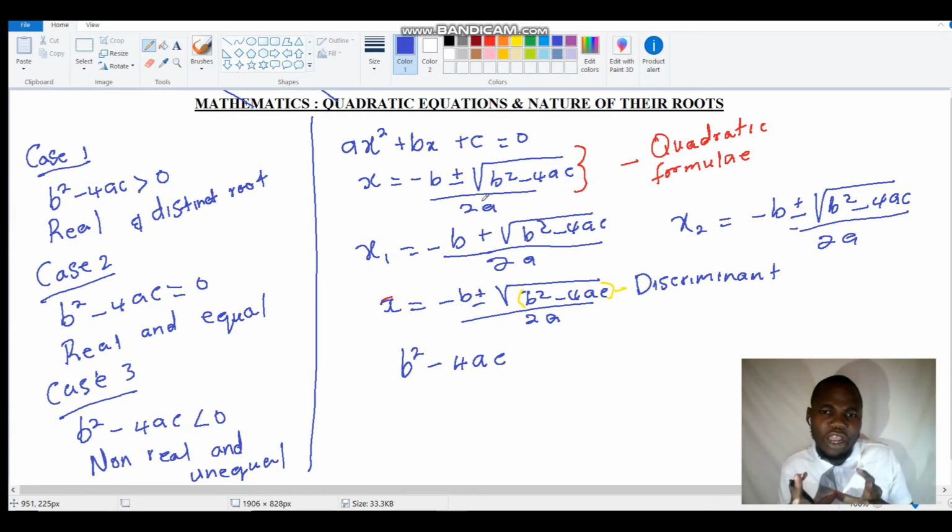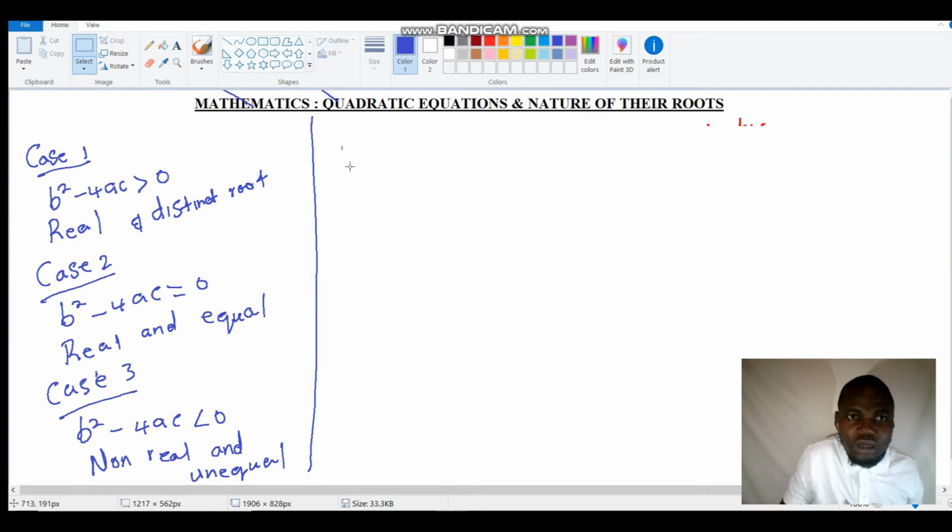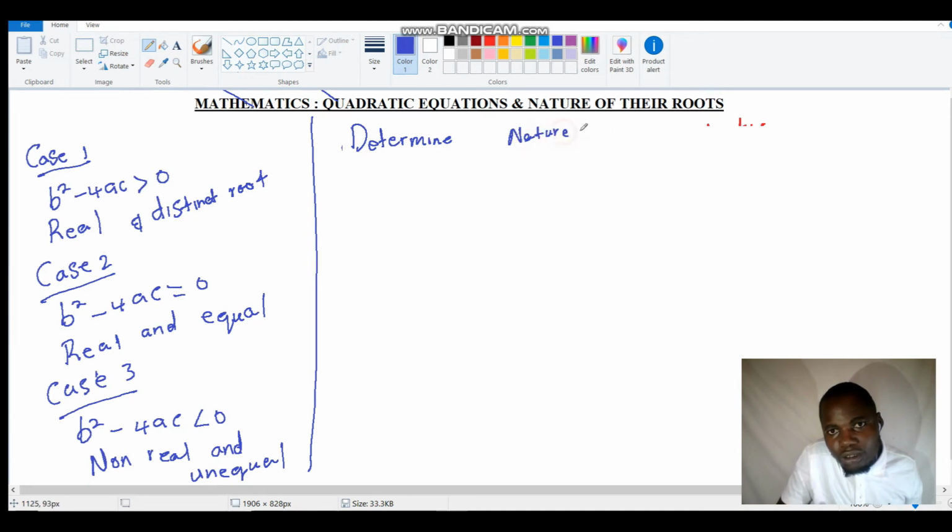So now let's go and look at some examples that we have here to determine the nature of the roots of any quadratic equation. So now we can erase here. So now we determine the nature of the roots. Determine nature of the roots. So we determine the nature of the roots.